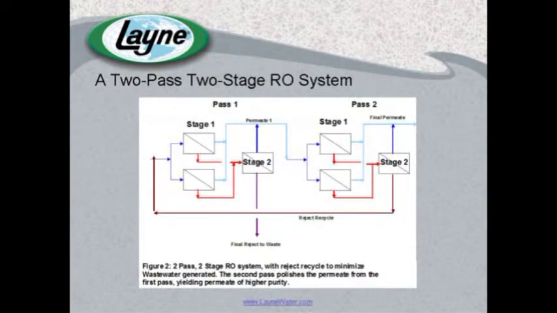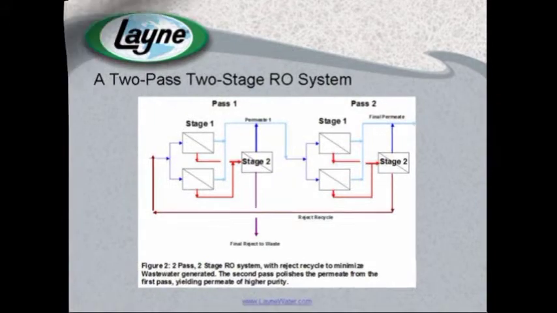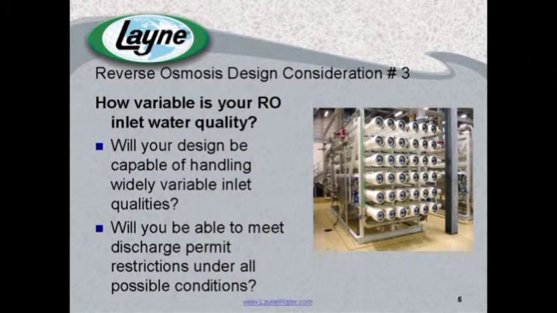Key design consideration number three, understanding how variable the water coming into reverse osmosis is in terms of quality. I'll give you a couple examples. Think about, can your reverse osmosis system handle a widely variable inlet? Is the water stream coming into it widely variable? If you can't handle it, what are you going to do in terms of pre-treatment, again, up ahead of the reverse osmosis system? What's that going to look like?